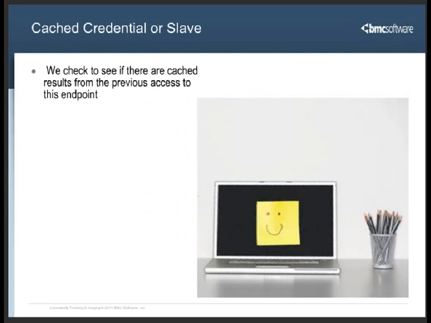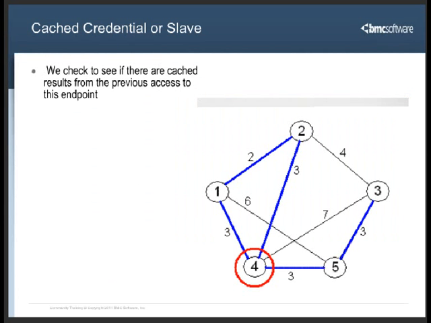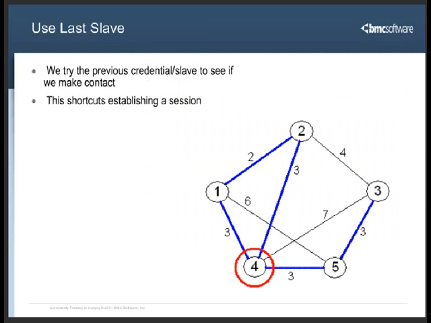Because this is not the first time Atrium Discovery has scanned this endpoint, we'll check to see if there was a credential cached. The reason for this is simple. It saves time when attempting to establish a session. This is one of the main reasons that discovery times are faster on the second or subsequent scans.